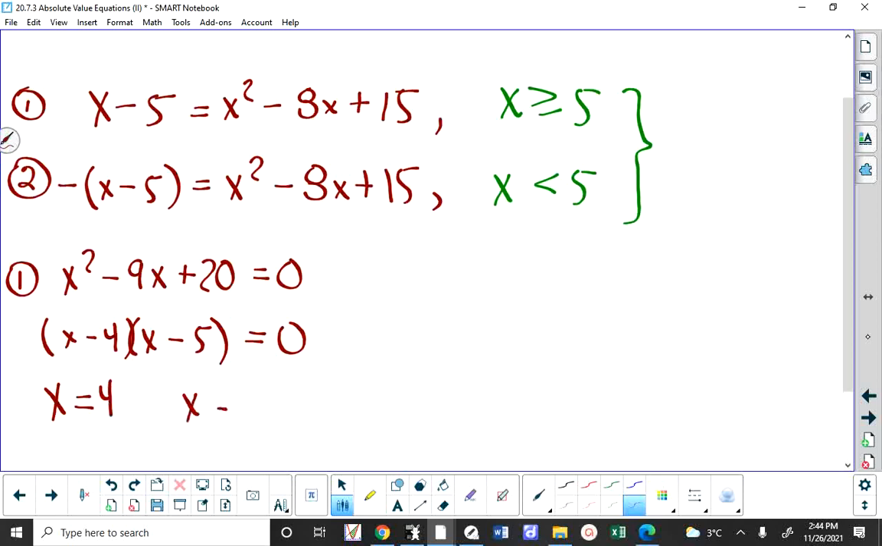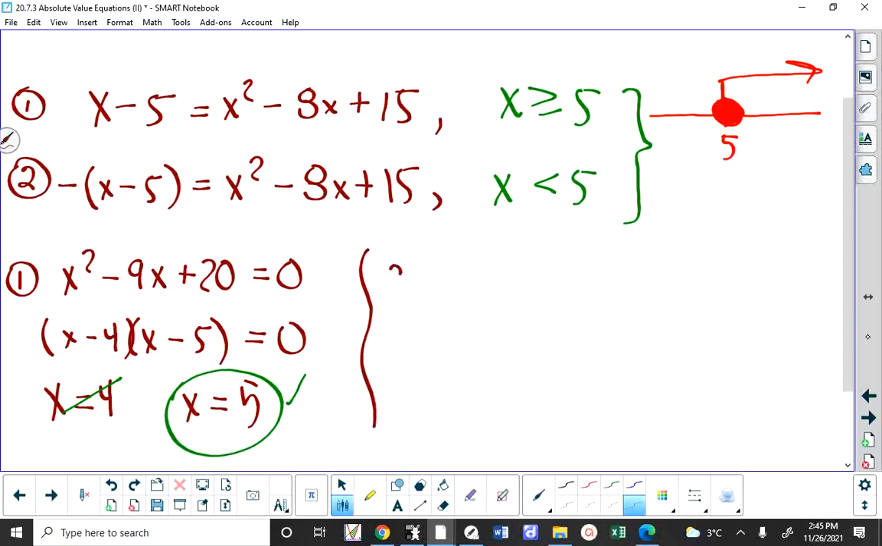We take a quick peek at our subdomain for equation 1, which is right here. X has to be greater than or equal to 5. Sorry, buddy. No can do. 4 is out because it's not in that domain. And again, some of you might require this visual. When I say x is greater than or equal to 5, I mean it has to be in that region indicated on that number line. 4 is to the left of it, so it's no good. 5 is a solution.